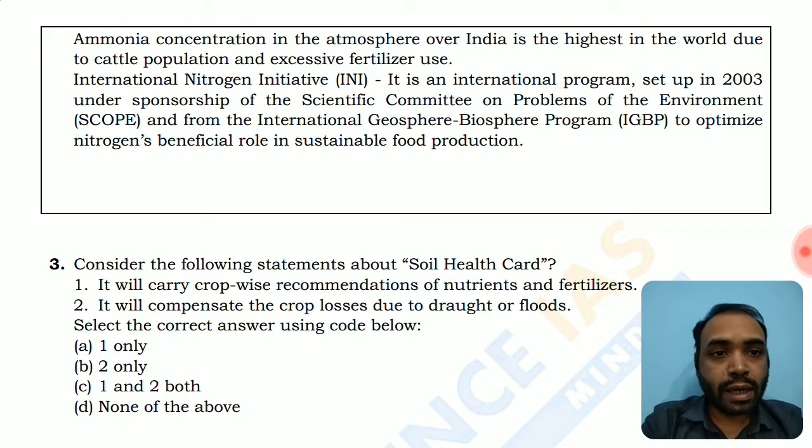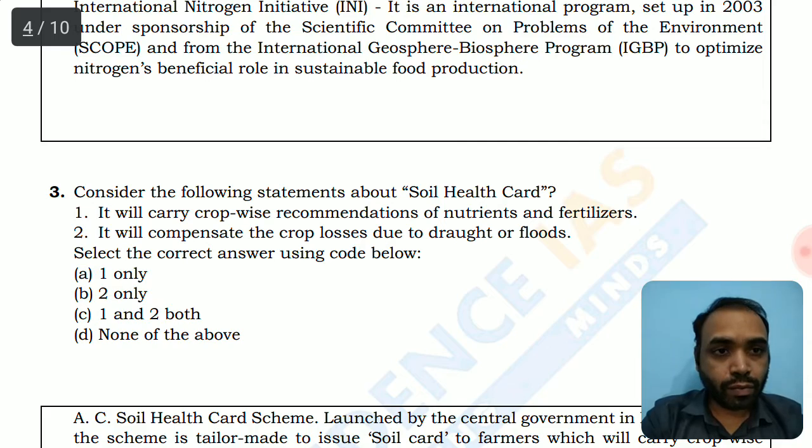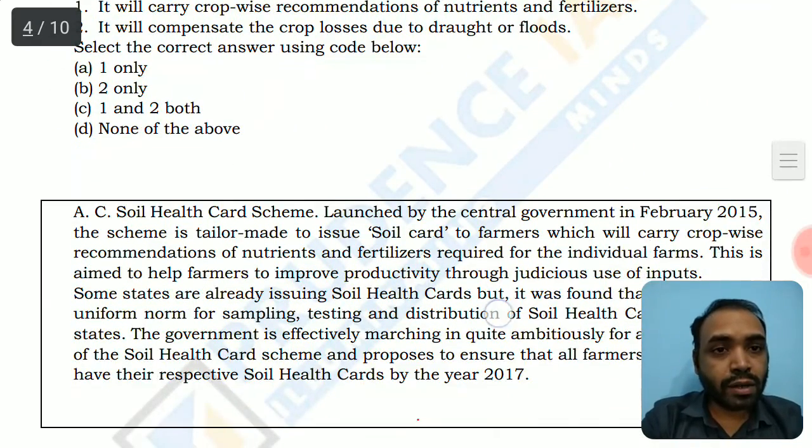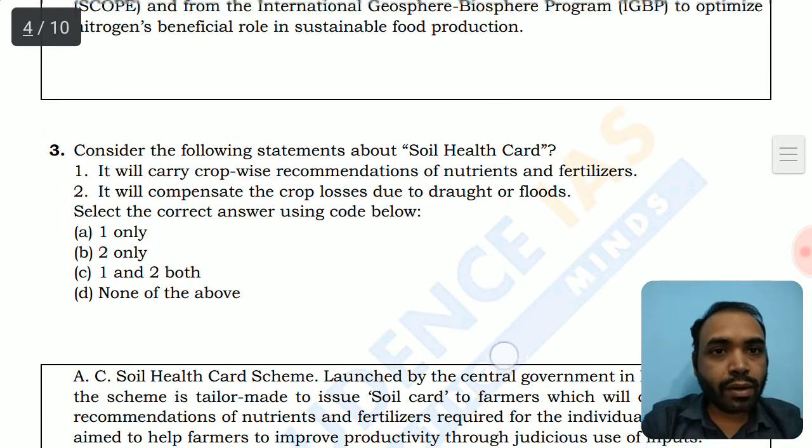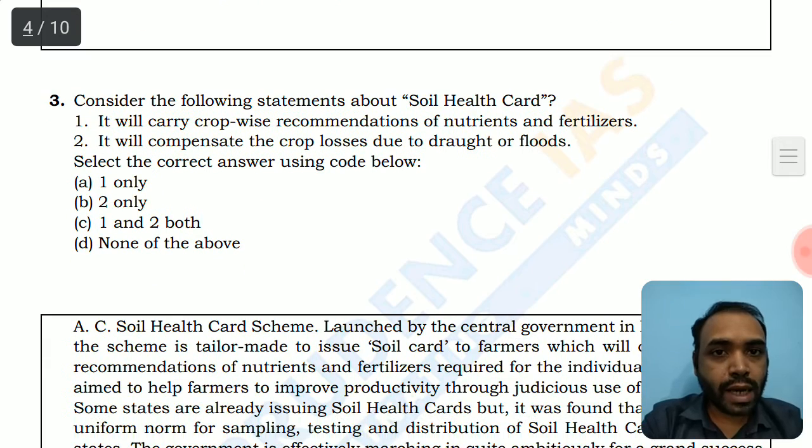So this soil health card is going to give crop-wise recommendations, the appropriate amount of fertilizer, whether it is to be used and how much has to be used on the field. Second one is it will compensate the crop losses during drought or flood. Crop losses are covered by insurance schemes like Pradhan Mantri Fasal Bima Yojana, not by this soil health card. It is only a card representing the health of the soil and what nutrients are present and absent. So let's read the explanation. Second option is incorrect. So the answer would be A, one only.